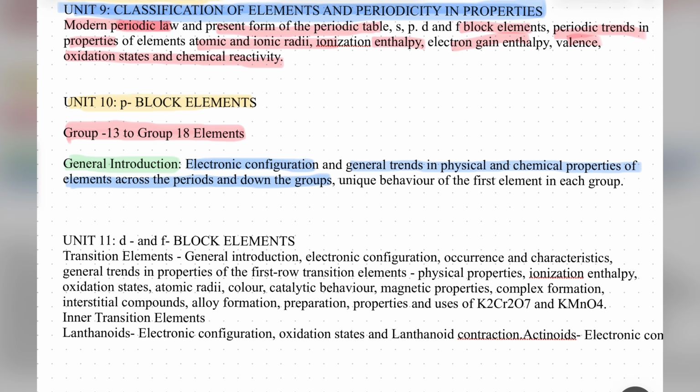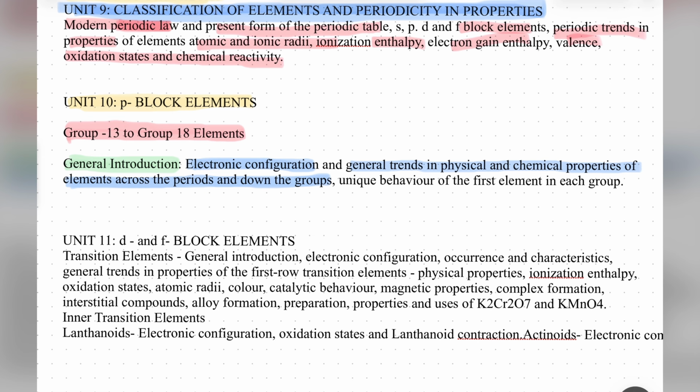See, for example, reactivity. What happens to reactivity down the group, right? How they react with other compounds. That is here some oxidation states, some inert pair effect. Such type of properties will be asked in chemical properties of elements across the period and down the group, meaning group 13 to group 18, what happens in a period and also down a group.